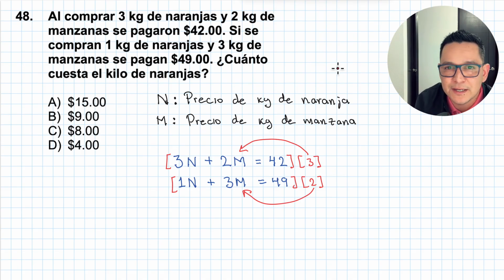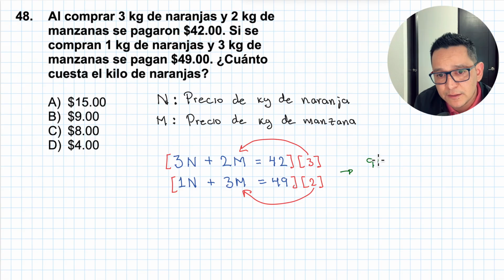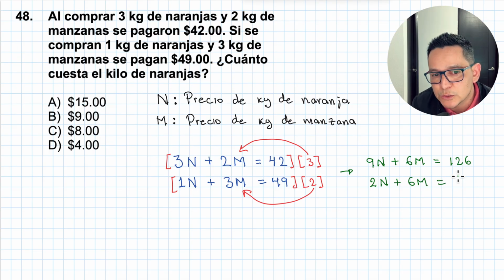Let me do it so that, if you didn't understand, you can follow along. Here I have 3 times 3N, a total of 9N. Then plus 3 times 2M, which is 6M. That's equal to 3 times 42, which is 126. Now we do something very similar with the second equation, multiplying the entire equation by 2. 2 times 1N is 2N, plus 2 times 3M, that's 6M, and on the right side, 2 times 49, which is 98.